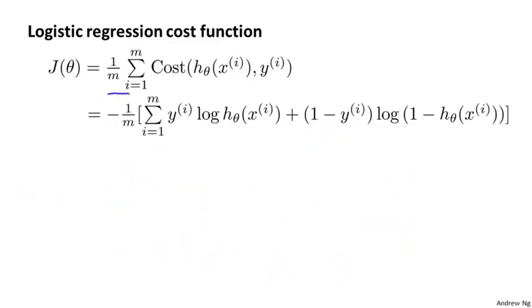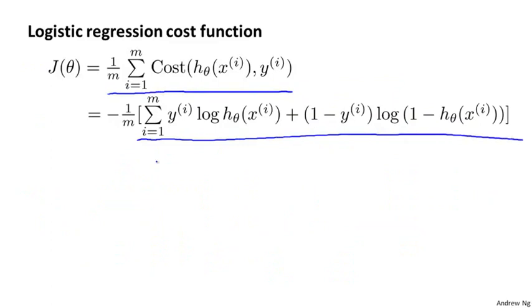We can therefore write out our cost function for logistic regression as follows. It is this 1 over m of the sum of these cost functions, and plugging in the definition for the cost that we worked out earlier, we end up with this, where we just brought the minus sign outside.